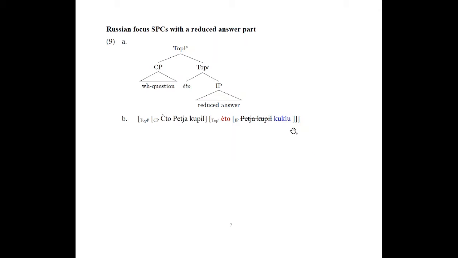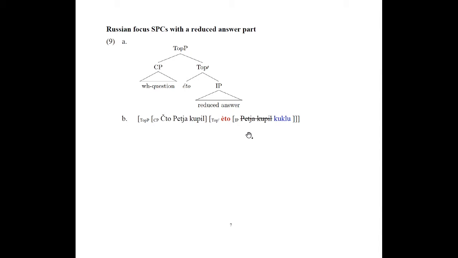So we argue that such focused SPCs are basically question-answer pairs. The question and the answer are combined within this TopP, topic phrase. Eta, the demonstrative, is the top head. The wh-question is in the specifier position. The IP, the reduced answer, is in the complement position. And part of the answer, except for this focused XP, is elided, is deleted.